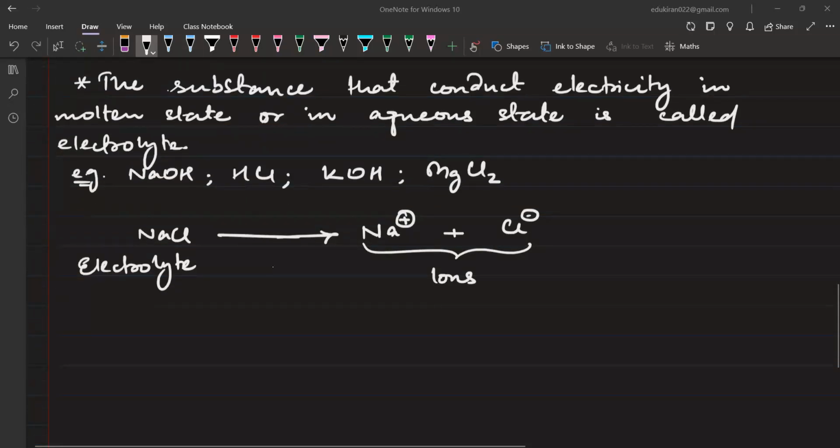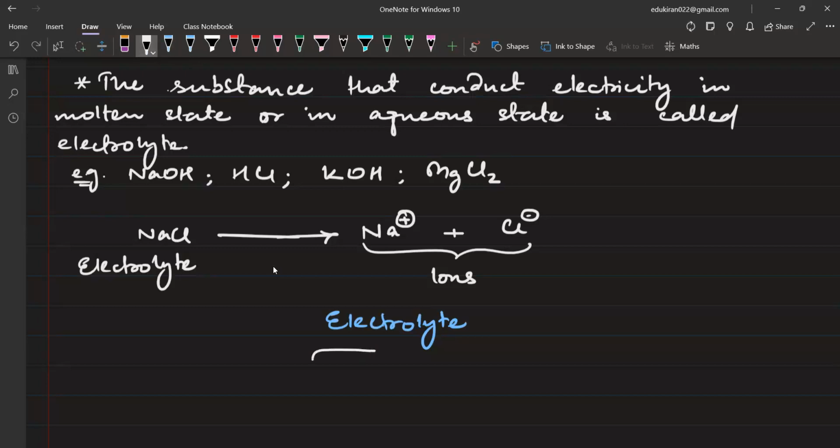Now, next is electrolytes. They are divided into two categories. Some of the electrolytes completely dissociate when you add them in aqueous medium.